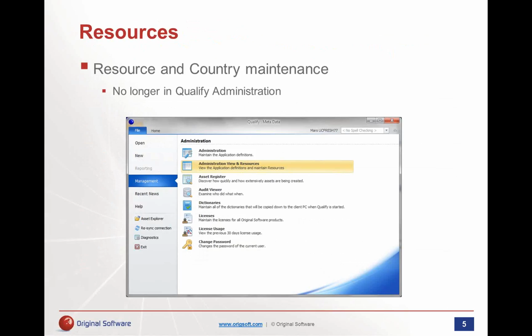Now, in terms of specifics as to how we set this up, this slide is really designed for people who are already familiar with Qualify, and it's just to point out that the resource and country maintenance has moved. It used to be in the Qualify administration area, but it's now where you can see on screen. If you click on management and go to the administration view and resources area, that's where you will find it. And the grids there operate like any ordinary Qualify grid, so it should be easy to find your way around.